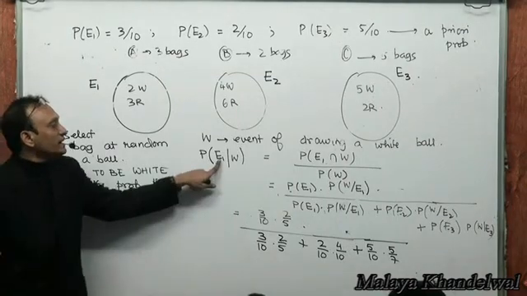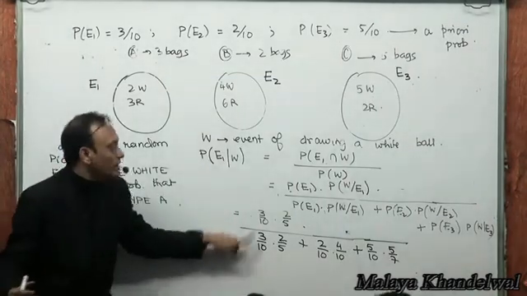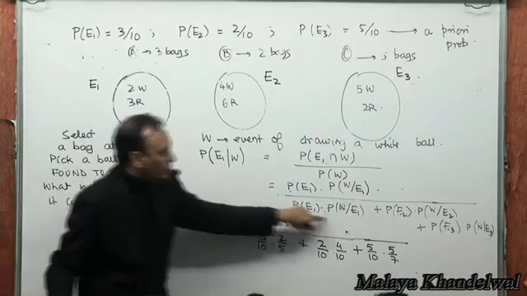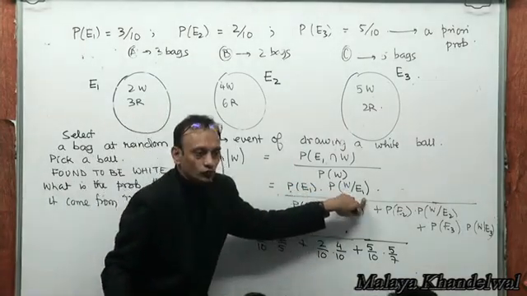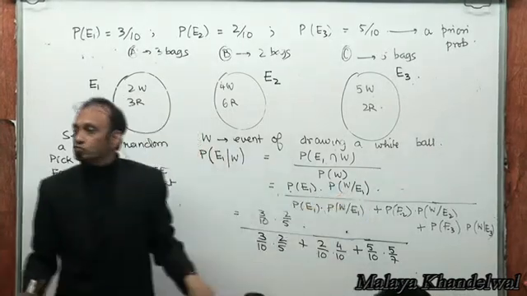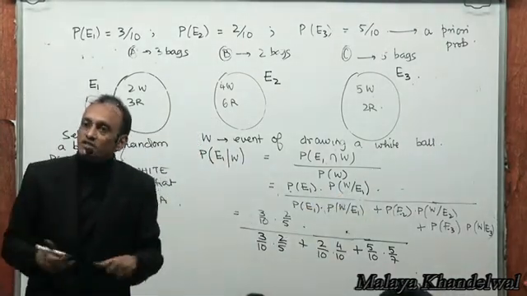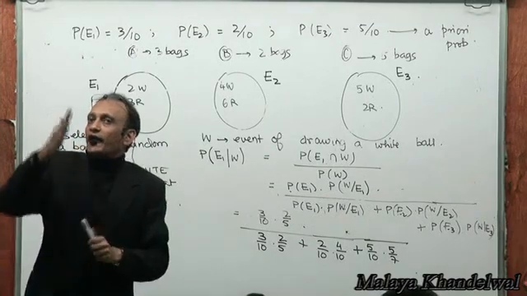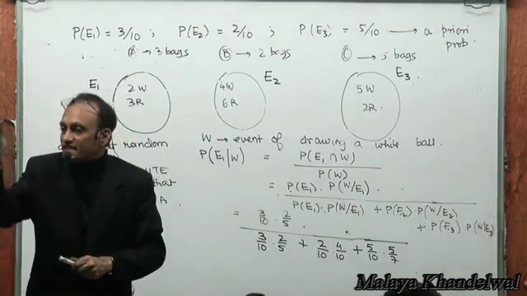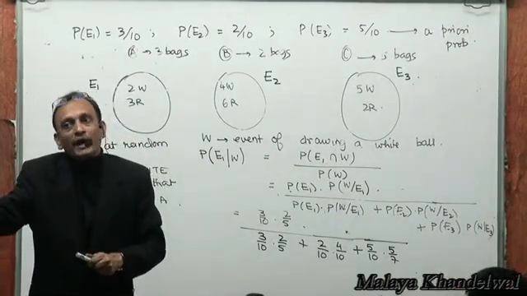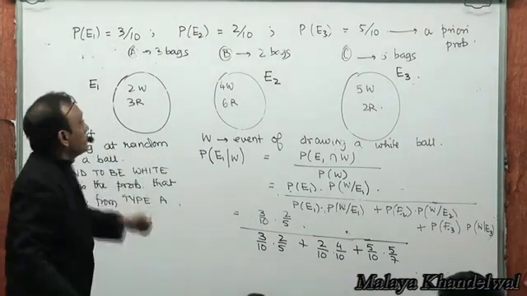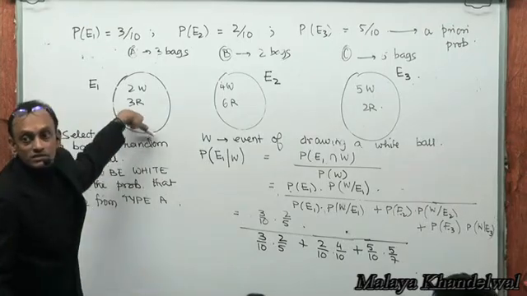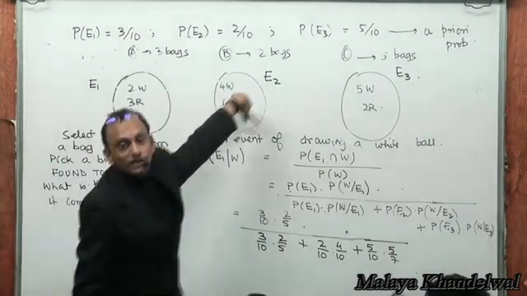Similarly, I can find E2W, the denominator will be the same. If it was E2, the denominator remains the same, the numerator will become PE2, PWE2. This is what would happen, and so on and so forth. So this time, I have knowledge of the event of drawing a white ball. I'm trying to go backwards. I'm trying to find the probability of this being the cause, this being the cause, and this being the cause.